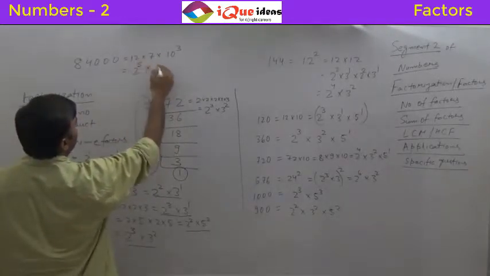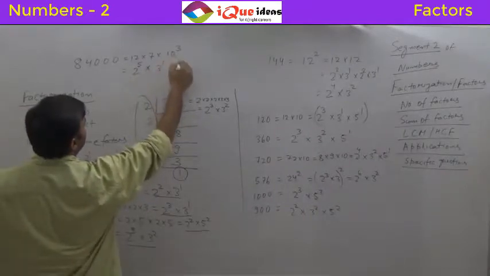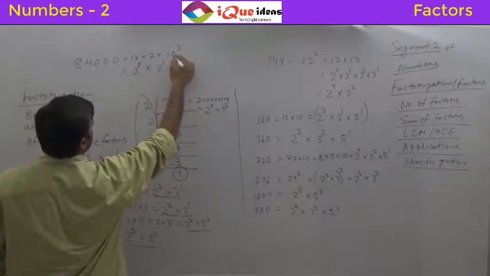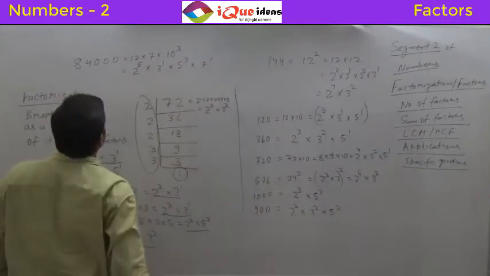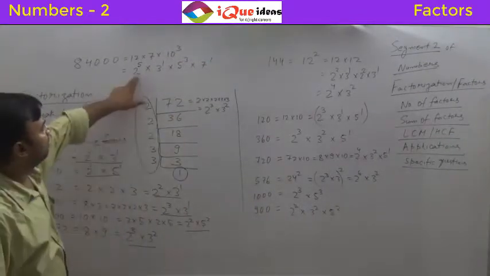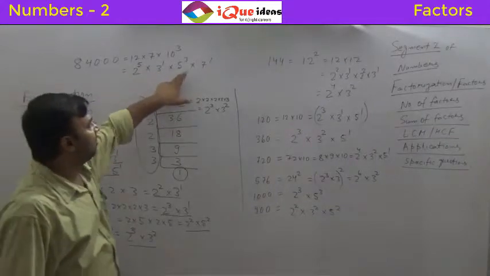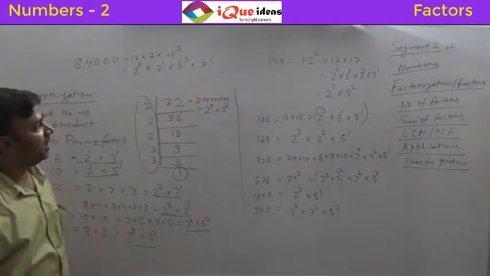Into 3 only once from here, 3 raised to 1. Into 5 only here, that is 10. So 10 cube here, so 5 cube. Into 7 raised to the power 1. So 84,000 can be factorized as 2 to the power 5 into 3 to the power 1 into 5 to the power 3 into 7 to the power 1.